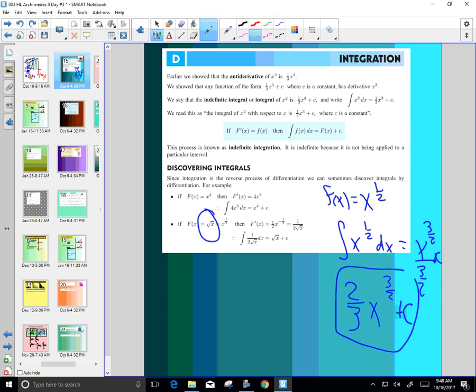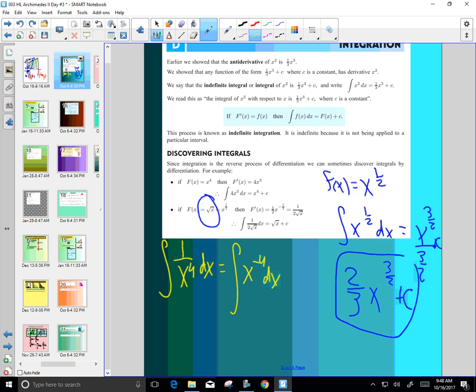Let's try one more. Antiderivative of 1 over x to the 4th. Is that very helpful to see it that way? No. So we'll rewrite it as x to the negative 4. And then we're going to raise the power by 1, right? So you're going to get x to the negative 3rd over negative 3 plus c. That's it. That's the antiderivative of that.